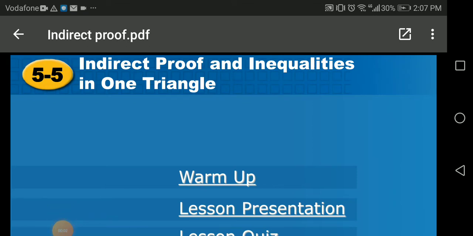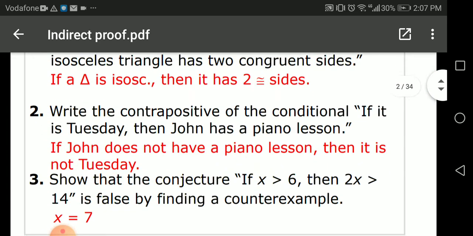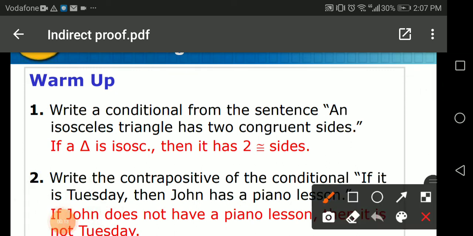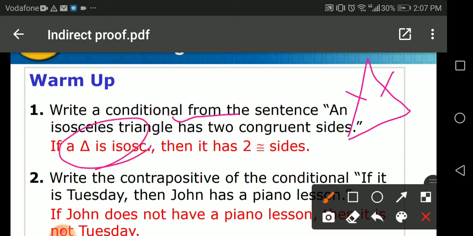Hope you're fine. Today we're going to talk about the indirect proof and inequalities in one triangle. So let's start. I have a question before we start our lesson. If I ask you to write a conditional from the sentence "an isosceles triangle has two congruent sides," we have this isosceles triangle that has two congruent sides, right? Then if I say that it's an isosceles triangle, therefore it has two congruent sides.